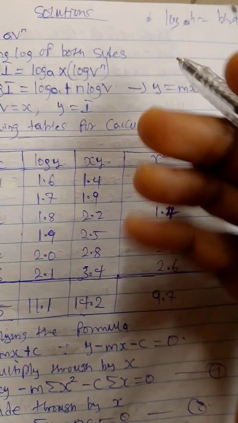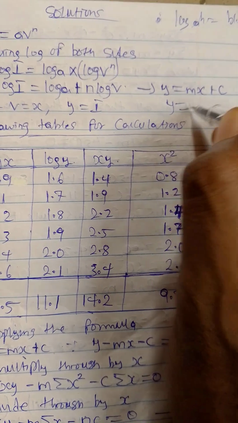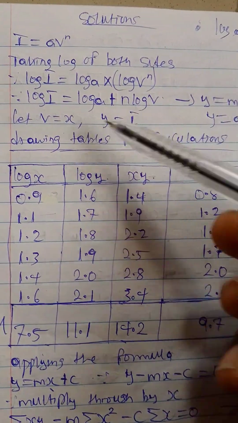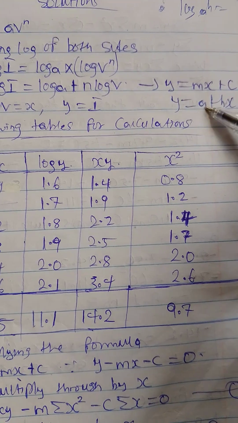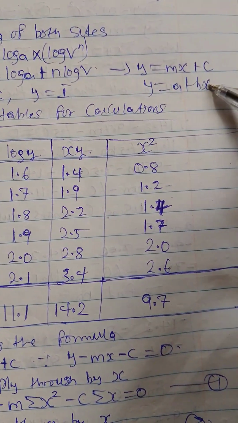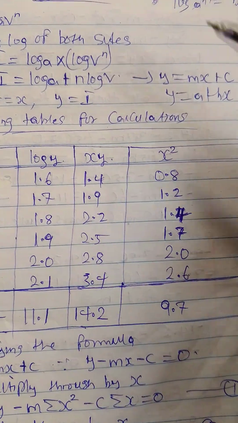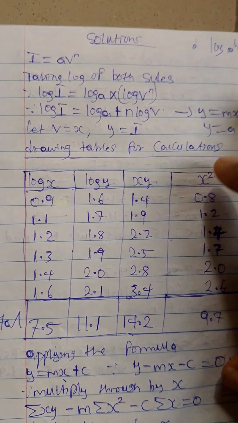It also resembles this equation, y equals A plus Bs, where y is log I, A is the constant, which is log A, plus Bs, which is n log V, where s is n log V. You understand? As you can see, they are all the same.